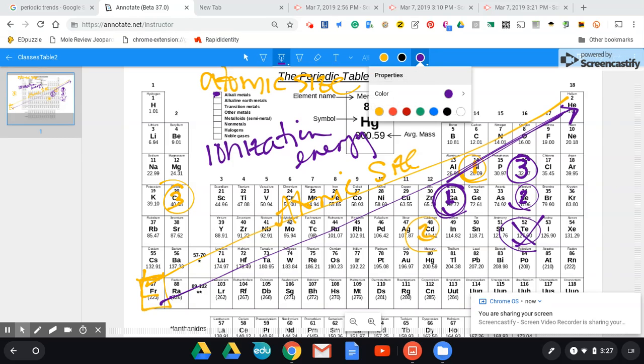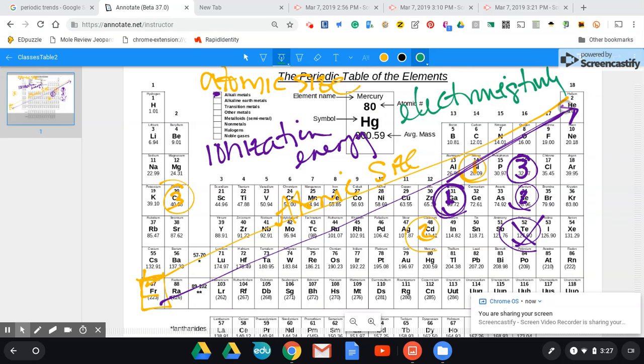Okay, the last one that I did in terms of trends is electronegativity. And electronegativity is how greedy an atom is for electrons. It follows the ionization energy pattern, but it stops at fluorine. No electronegativity for your noble gases, okay? They're already full, so they don't want to pull on any more electrons.